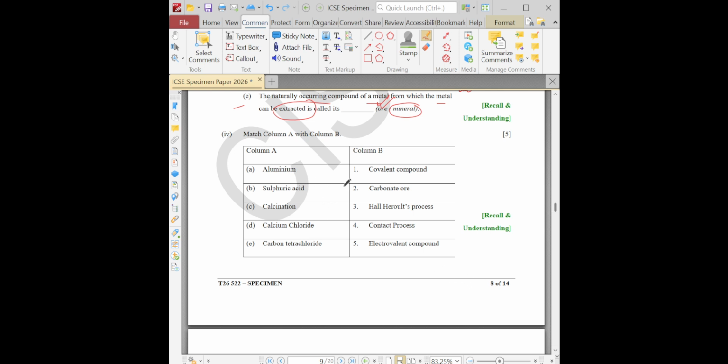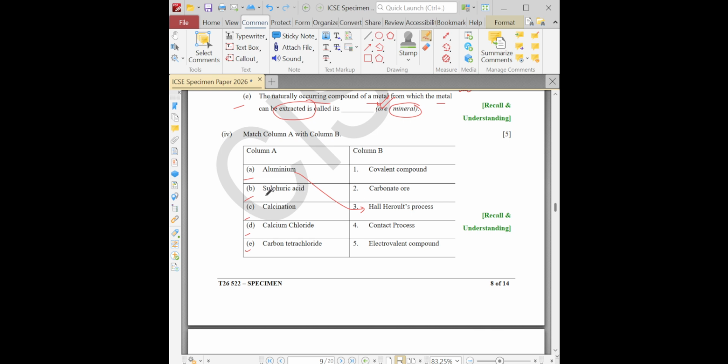Now we move on to the fourth part of the second question. You have got column A, you have got column B, and you have to match column C. Children, you are not going to copy, but remember, you have to see this is A, B, C, D, E. So remember that you mention the correct option given in column B. So we talk about aluminium. Over here, the best suit is Hall-Heroult's process. In the extraction of aluminium, in the purification part, we go for Hall-Heroult's process.